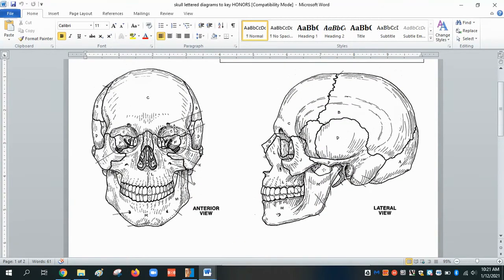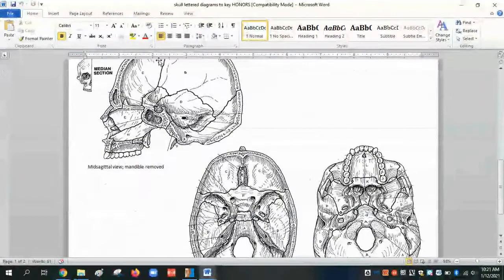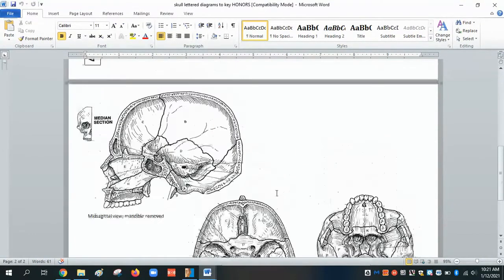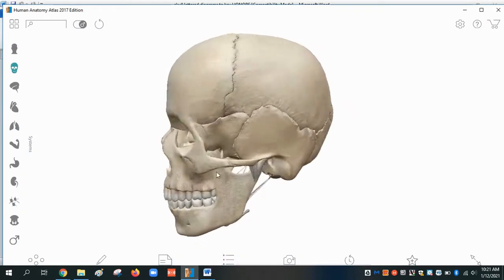That's letter C. Right now we're just doing the bones, and so what you may want to do is color C in every view that you can see it, because each one of these views is a little bit unique. And I'll go over the views on the second page in just a minute. So that's the frontal bone.